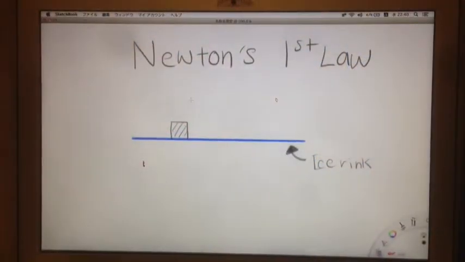Hello everyone. We're here today to learn Newton's first law. We're starting with basics. Newton's first law states, a body will remain at rest or moving with constant velocity unless acted upon by an unbalanced force. So, how do we put this in understandable words?